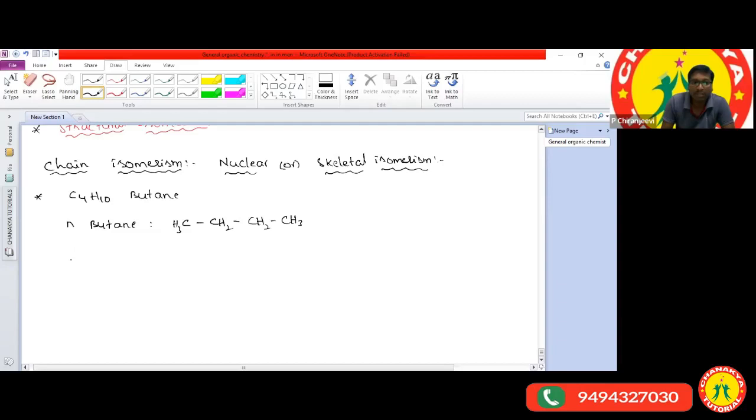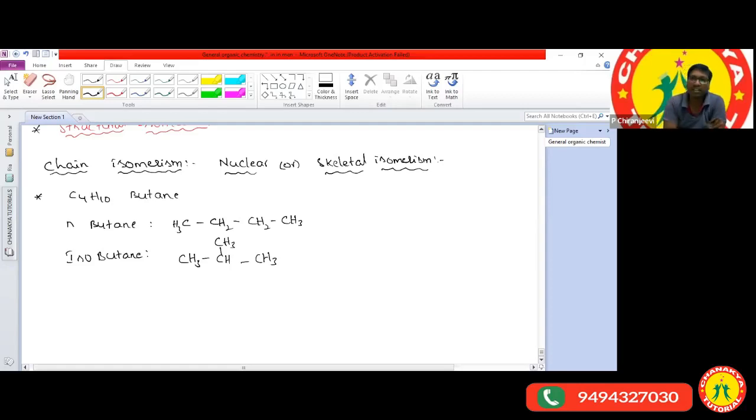And we can write one more structure also. What is the other structure? Isobutane. What is meant by isobutane? If the last-but-one carbon atom is attached with one methyl group, it is called isobutane. Now you can check it out, sir. Both have the same molecular formula. N-butane has the same molecular formula, and isobutane also has the same molecular formula. But what is the difference between these two?